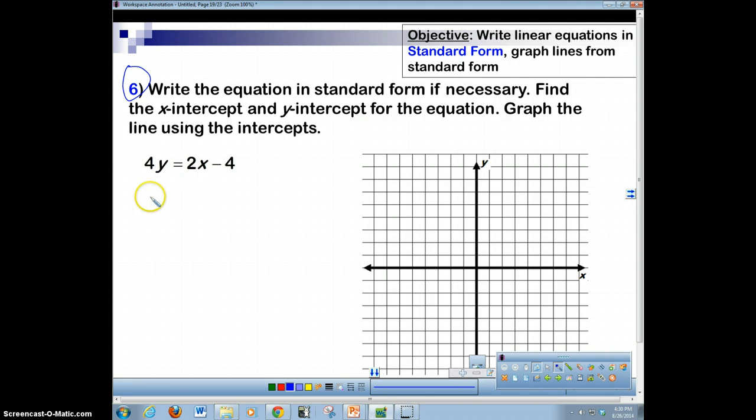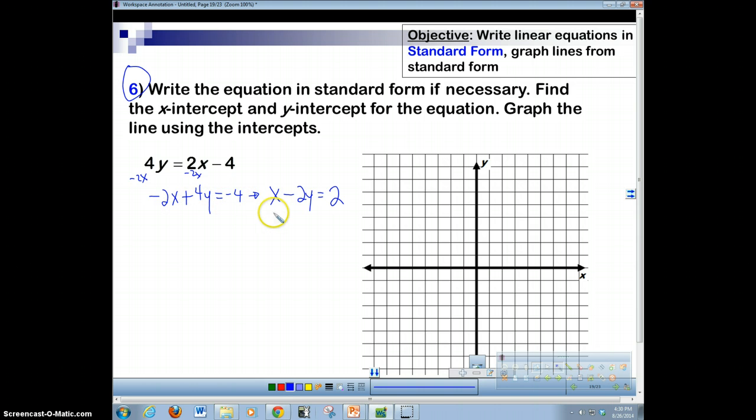Okay, so we're going to subtract 2x. Subtract 2x plus 4y equals negative 4. How did I do that? I subtracted the 2x from both sides. Let's go and divide everything by negative 2. Yes, negative 2. So we're going to have positive x minus 2y equals positive 2. I divided everything by negative 2.